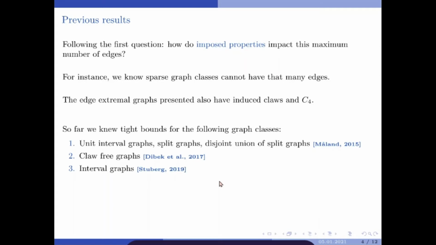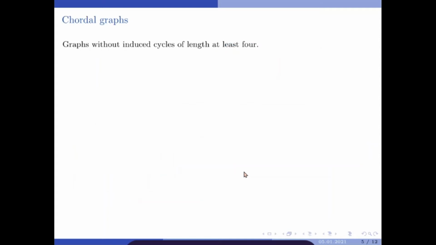But the question that was hanging in the air was what happens for chordal graphs? And that's what we do in this work. So chordal graphs are graphs without induced cycles of length at least 4. And they have many characterizations. You can always choose your favorite. My favorite is the one with clique trees.